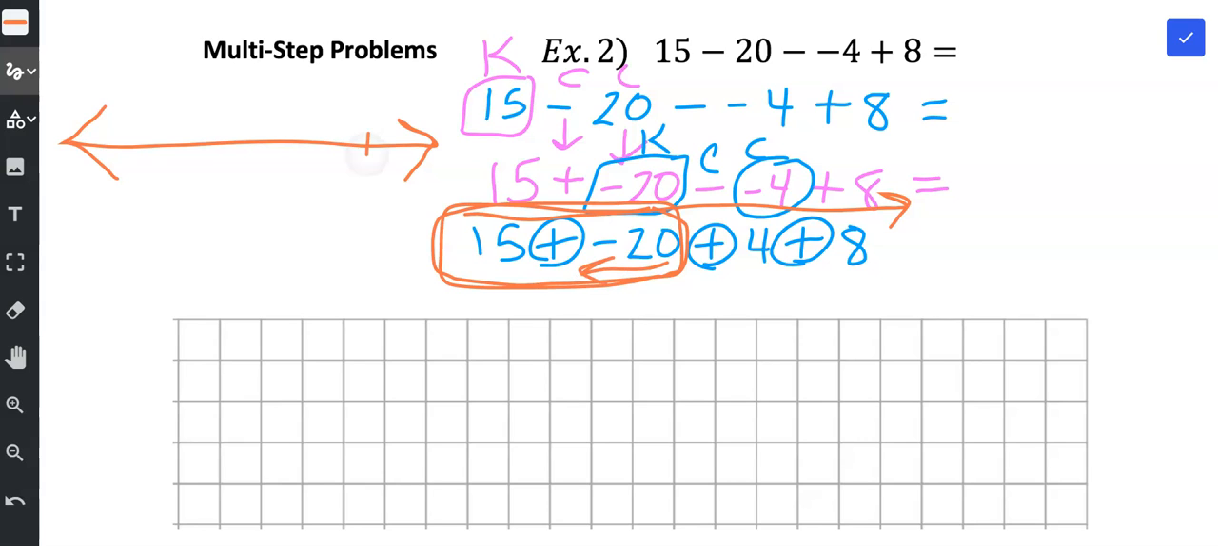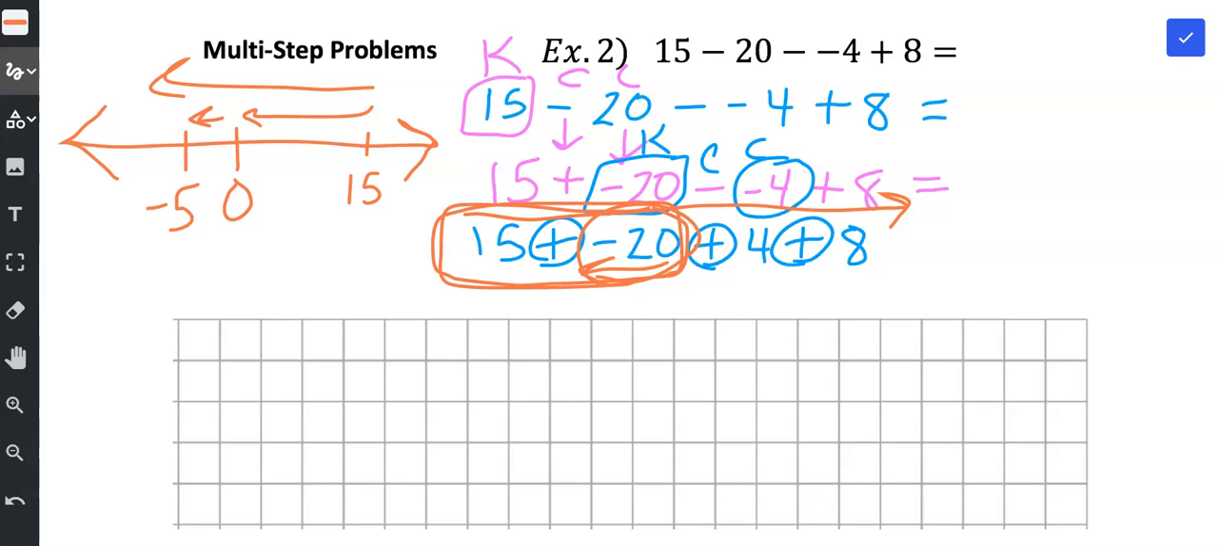So I'm going to start the 15 way over here to the right so that I have plenty of room to move to the left. And then if I'm going to move to the left 20, I'm going to start by just moving to the left 15. If I move to the left 15, I subtract 15, I'm going to end up at 0. And then from there, I'm going to need to move a whole negative 20. I'm going to have to move 5 more to the left. So I'm going to end up at negative 5.